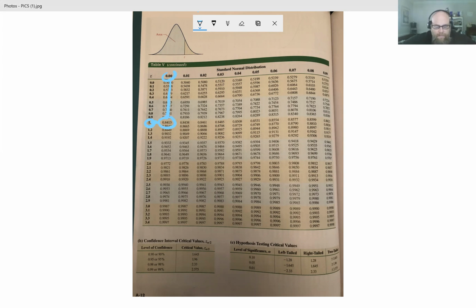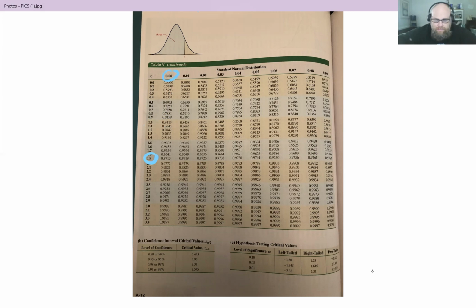Then we do the same thing for that 1.90. There's 1.9 right here, 0 right here, and that's 0.9713. All right. So before we go any further, are we all right with how we got those values? All right, Ms. Regine, you good on that?